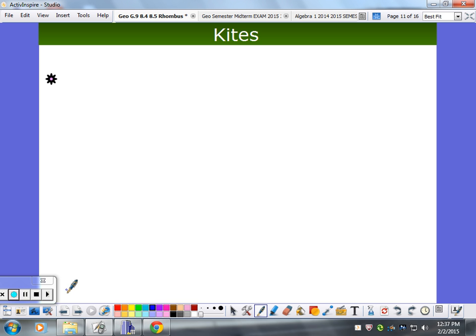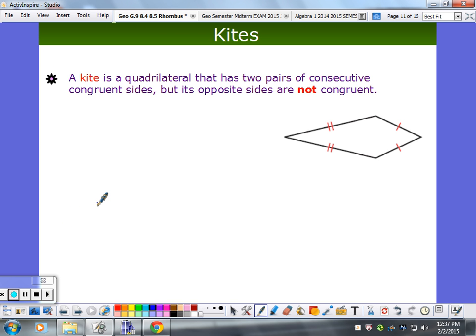Okay. Kites. That's the quadrilateral we're going to look at. A kite is a quadrilateral, a four-sided polygon, that has two pairs of consecutive congruent sides. So what does consecutive mean? What does that mean, Moss? Yeah, so one right after the other, right? So here's one set. The opposite sides are not congruent.